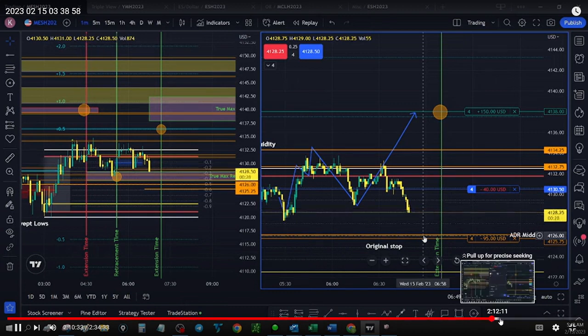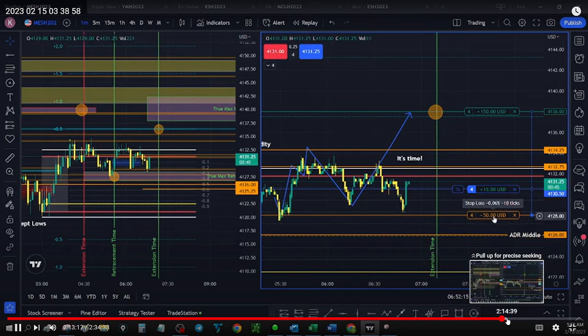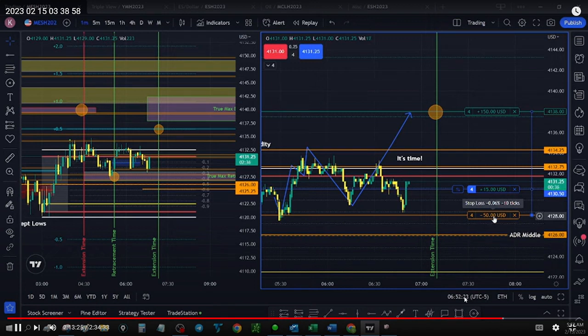All right, so let's get to the good stuff. All right, it's time. So I see this big move. I can't see what time that is, but it's got a long way to go and a short time to get there if I'm going to hit my time target.